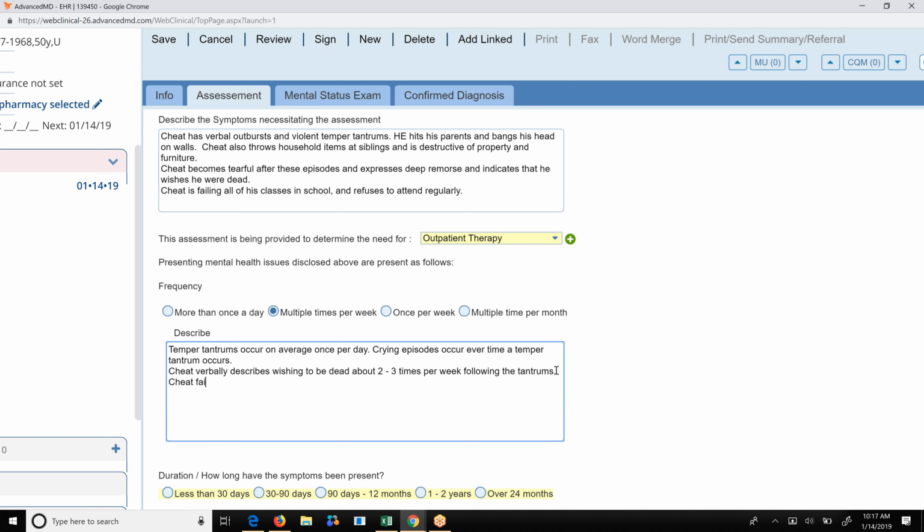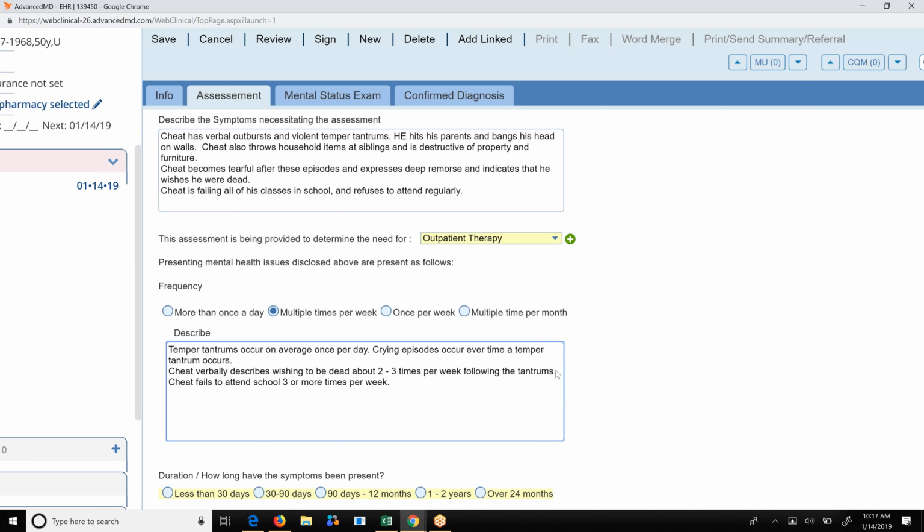Mike, are you able to see what I'm typing as you're talking? Yeah, temper tantrums occur on average once per day. Crying episodes occur every time a temper tantrum occurs. Verbally describes wishing to be dead about 2 to 3 times per week following the tantrums. Yeah, get as specific as you possibly can. And that's what you're typing, Damon, is more than fine.